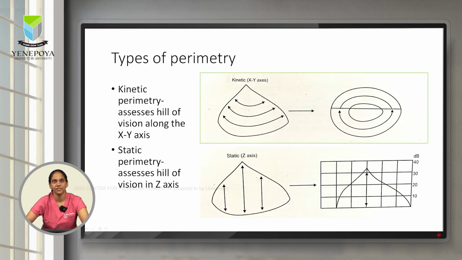Moving on, types of perimetry. There are two types of perimetry. All of this I am sure that you already know, but let's just go through it once. So there is kinetic perimetry and then there is static perimetry.